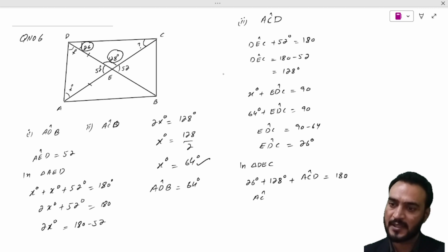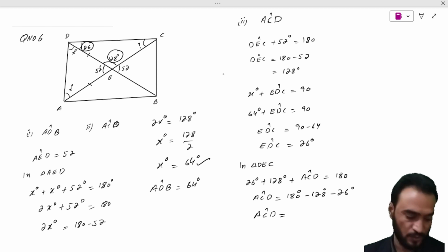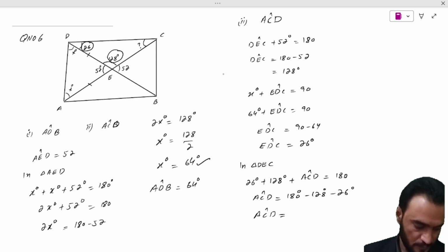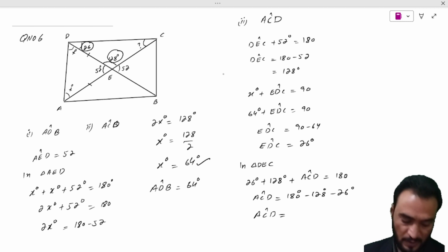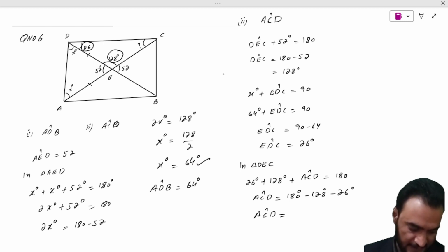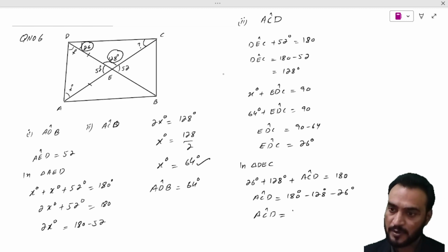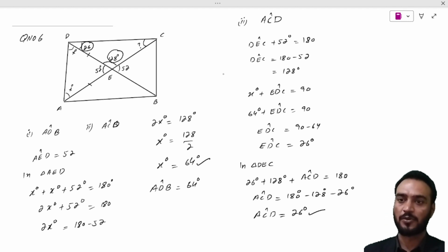So ACD equals 180 minus 128 minus 26 degrees. Subtracting these two angles from 180 degrees, we get the value of ACD, which is equal to 26 degrees. Hence, the value of ACD is known. So this was question number 6. Now we will solve question number 7.